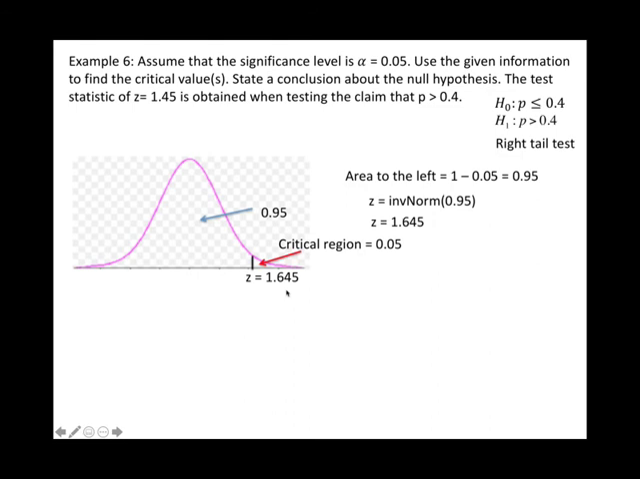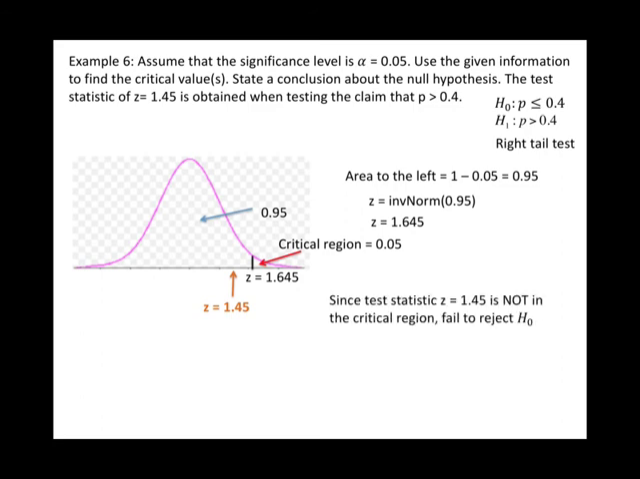Now we're going to use the test statistic. The test statistic given is 1.45. Think about it. Where is your test statistic located? It's either inside the critical region or it's not in the critical region. So remember the z-score in the middle here should be 0, right? 0, 1, 2, 3. So 1.45 is somewhere like here. So my test statistic is not in the critical region. We're going to fail to reject.